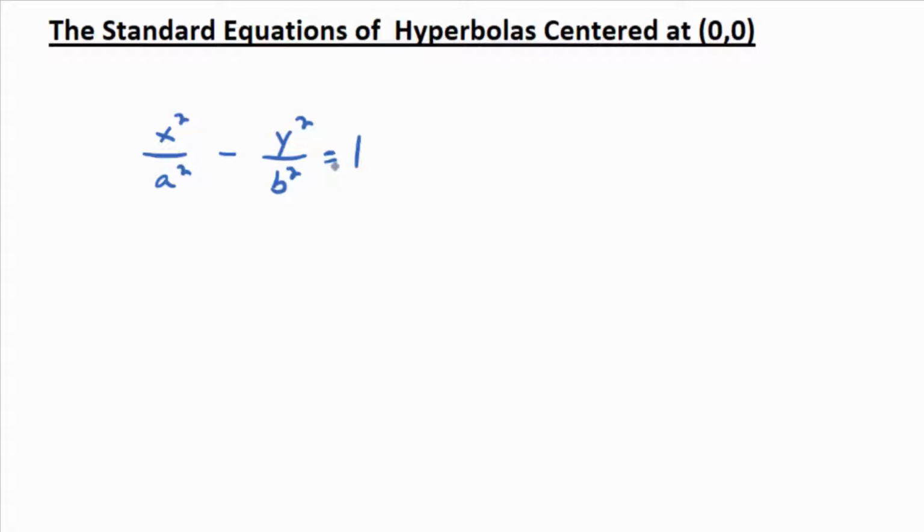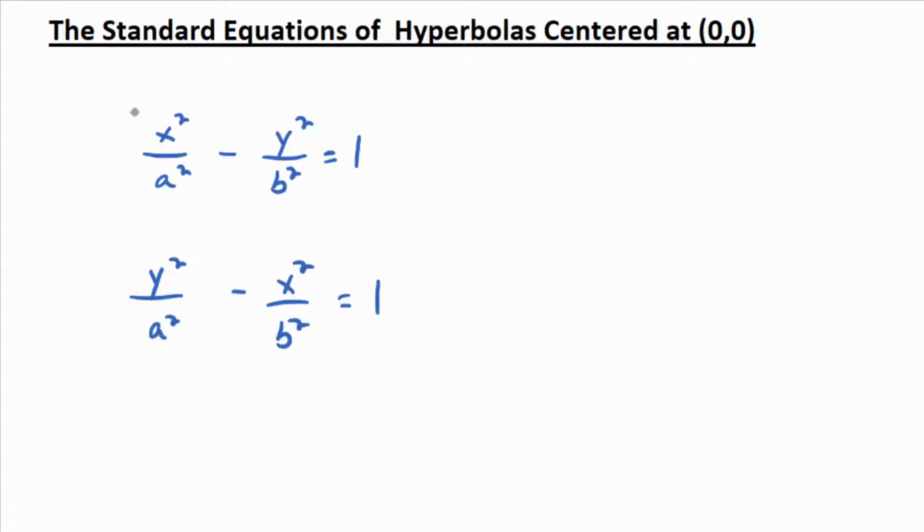Now, the reason we have two equations is because if you switch the roles of x squared and y squared, you get something like this: y squared divided by a squared minus x squared divided by b squared equals 1. So in the second situation, the term with y squared in it is positive. So what does the graph look like?